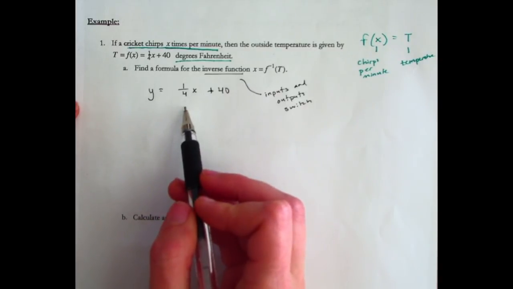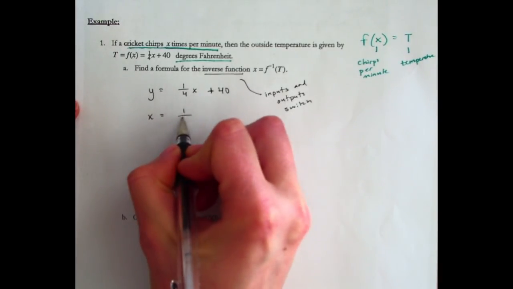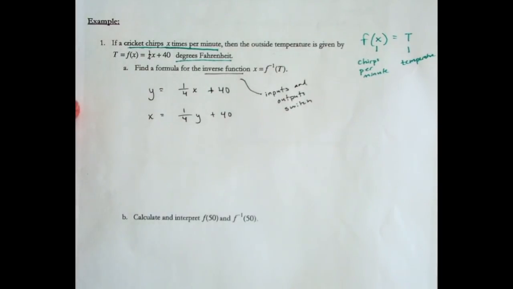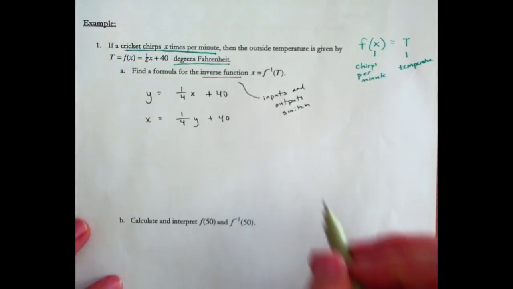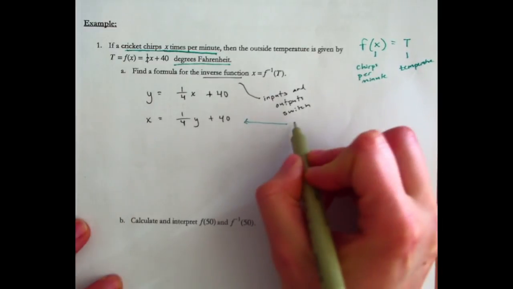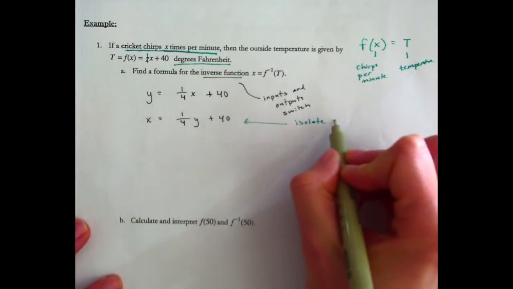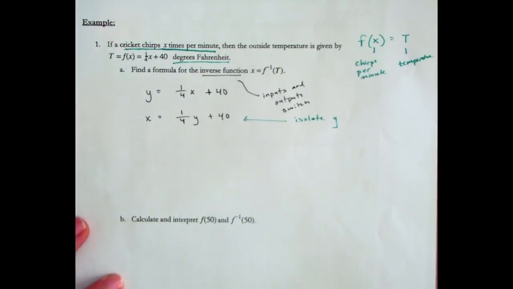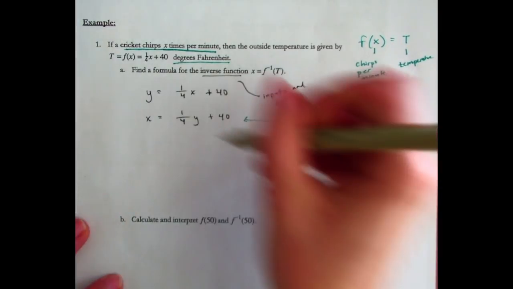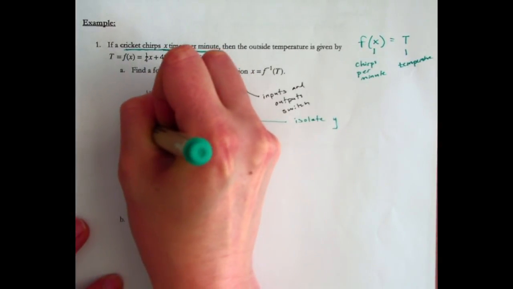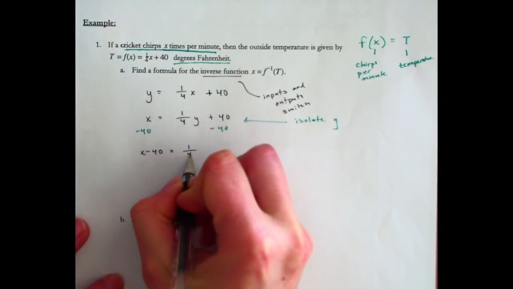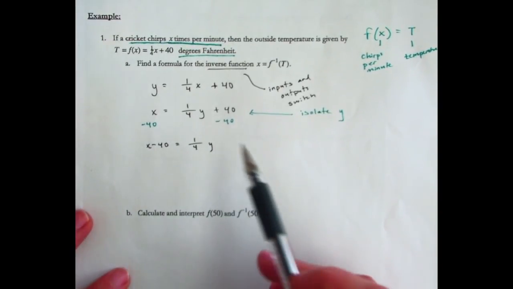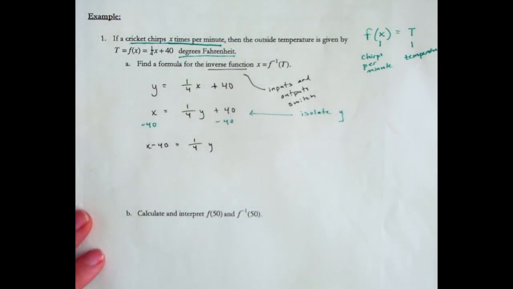My x and my y are going to switch places. So I'm going to get x equals 1/4 y plus 40, and now my goal is to isolate y. To isolate y, I'm going to start by subtracting 40 from both sides. And then to get rid of this fraction, this 1/4, I can actually multiply both sides by 4.